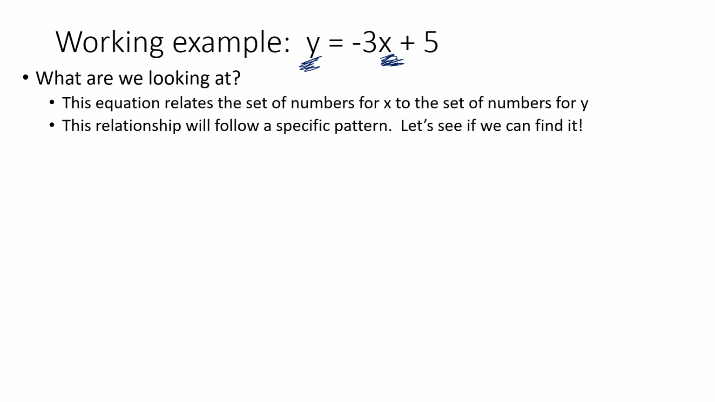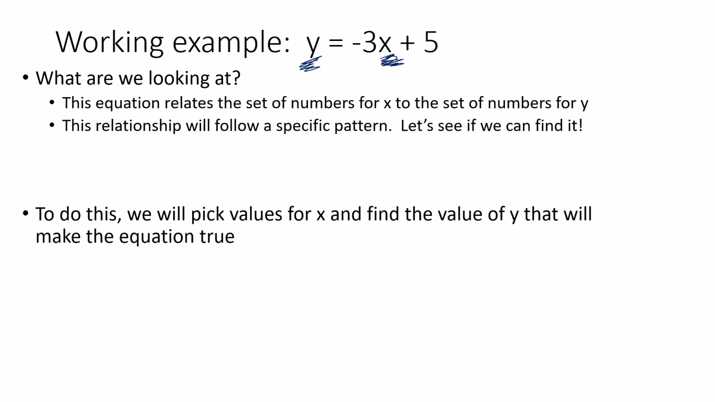And what I wanted to start with is just exploring here. So let's see if we can find the pattern that relates our x's and our y's. To do this, we're going to pick values for x and find the value of y that will make the equation true. And when we pick those values for x, a lot of times teachers will provide you with values and students don't necessarily know where those values are coming from. Essentially, we can pick any number we want. So any number you can think of, 0, 1, 2, 3, 4, 5, 100, 1/5, negative 0.25, whatever number you can think of, you can pick.